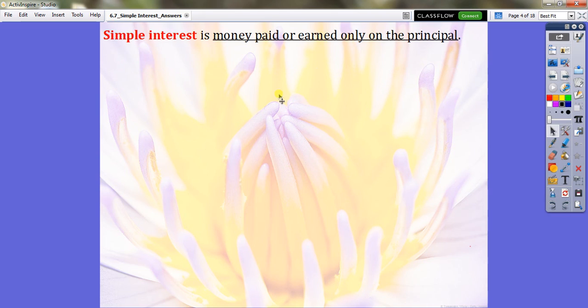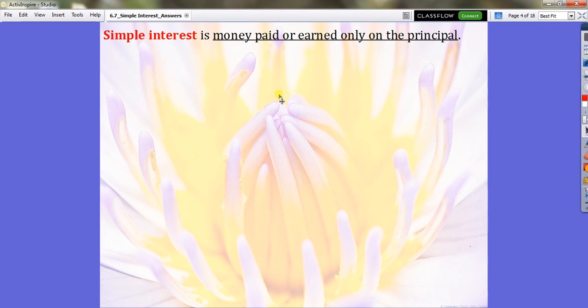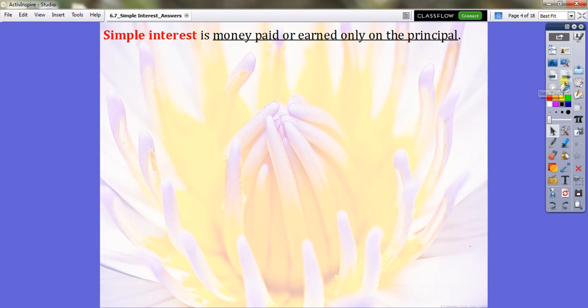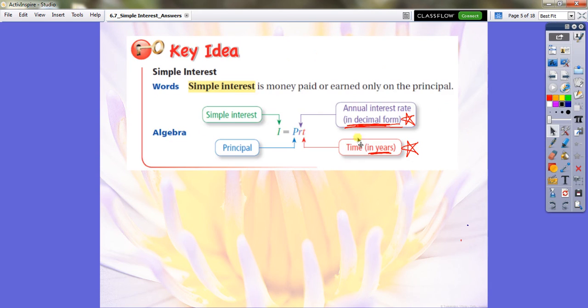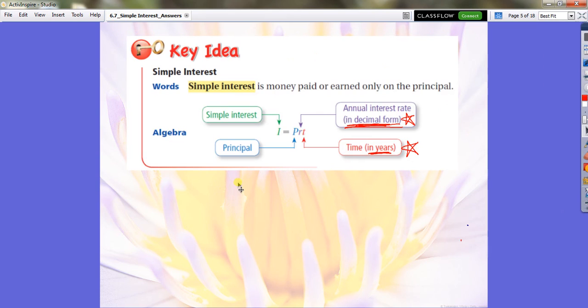And there are many types of interest, and we talked about how we're going to focus on simple interest, which is money paid or earned only on the principal. You wrote down this formula, which you'll be using for all of the practice. So interest equals principal times rate times time. Rate is always given to you as a percent. It is your job to turn it into decimal form before placing it into the formula. And time always needs to be converted to years, if not given in years, before placing that information into the formula.